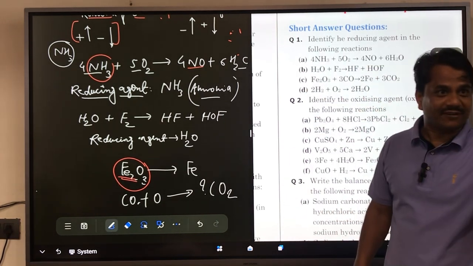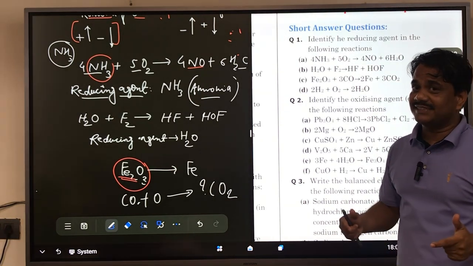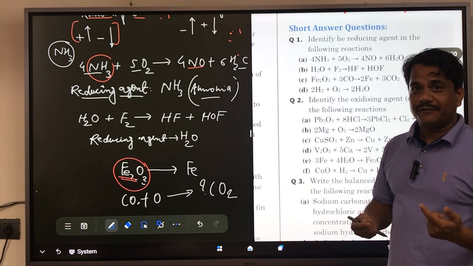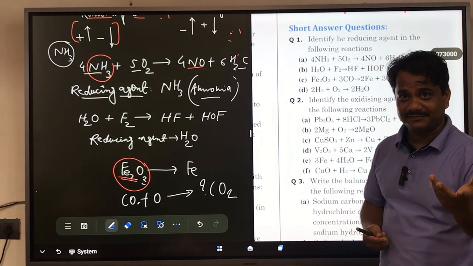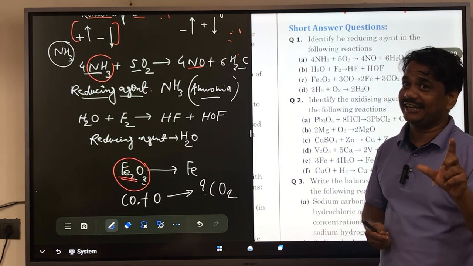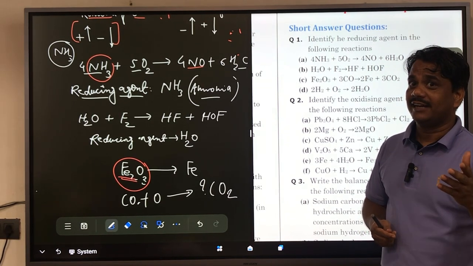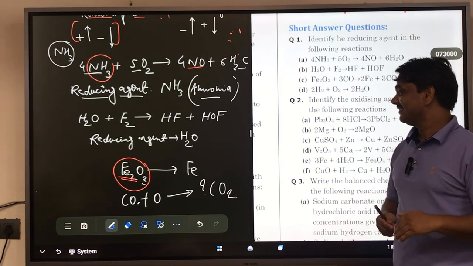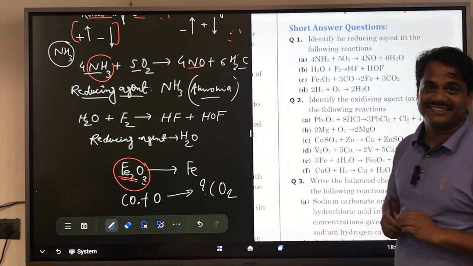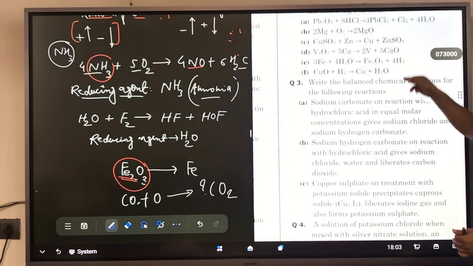The second definition now starts working here. Repeat again. A substance which is giving hydrogen atom is the reducing agent. Second, a substance which is getting oxidized is the reducing agent. Clear? Got it?